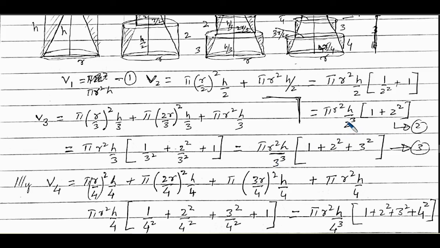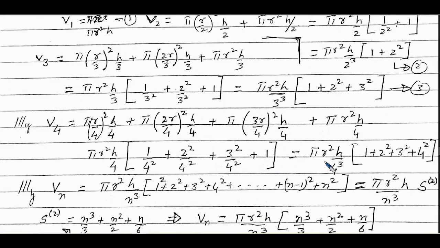When you had 2 cylinders, it was 2. When there was 1 cylinder, this is pi r square h by 1 cube. So 1 cube is 1 only, then 2 cube, then 3 cube. For fourth, it will be similarly pi r square h by 4 cube, and 1 plus 2 square plus 3 square plus 4 square. One more term will get added.